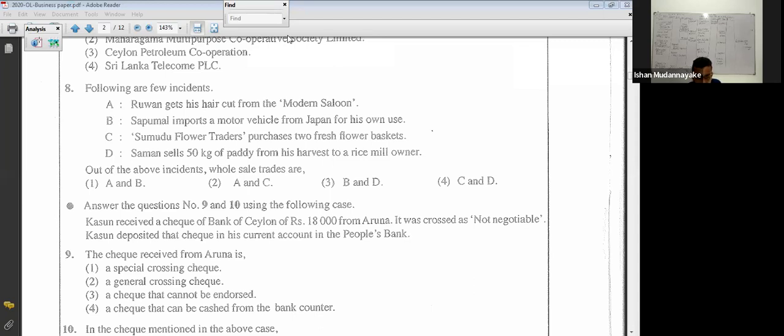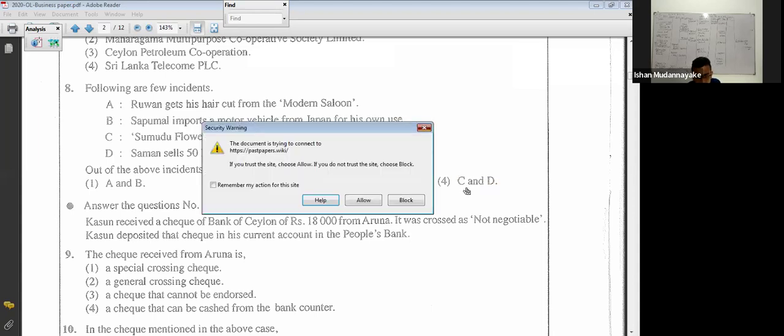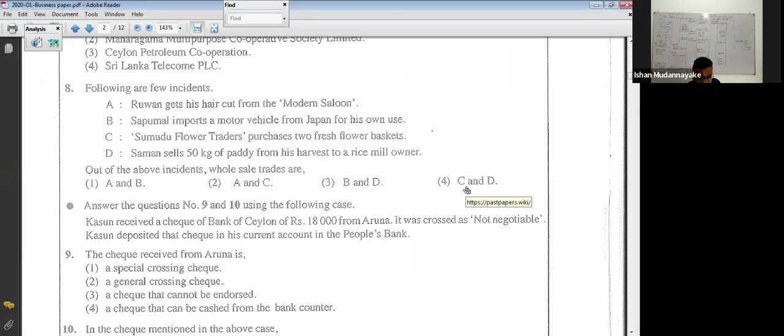Yes, correct. The fourth one is the answer. We can't take the third one, because Sapumal imported the motor vehicle from Japan for his own use. Therefore, that does not belong to wholesale trade. Wholesale trade is the fourth one, CNB.